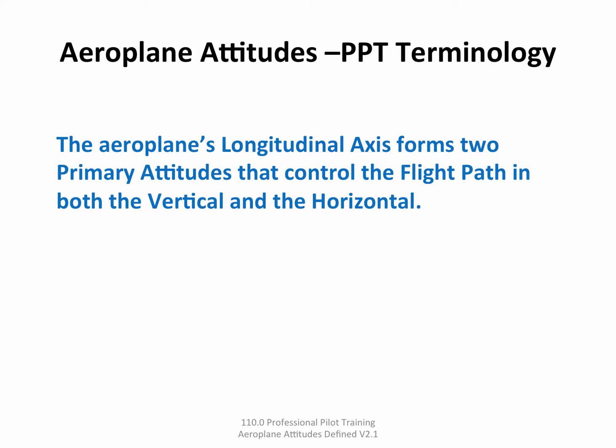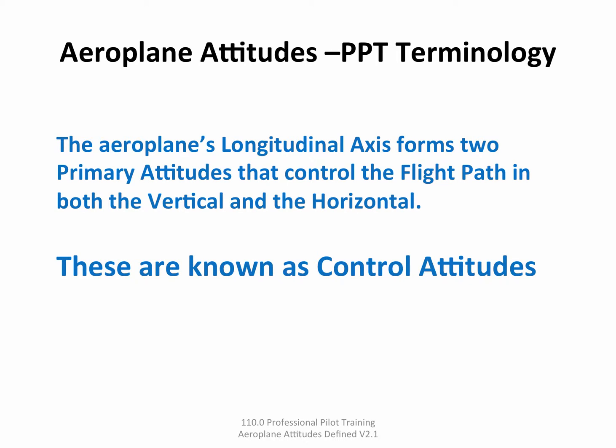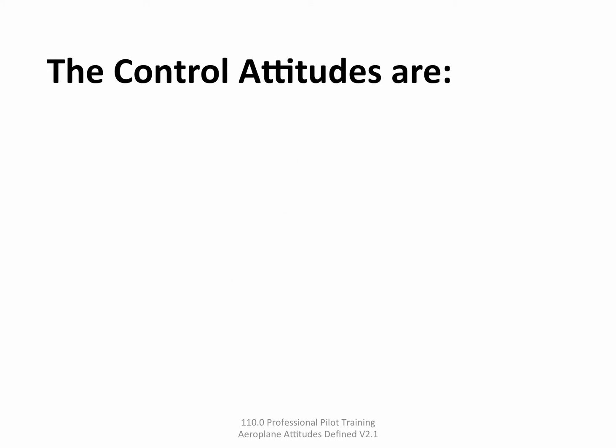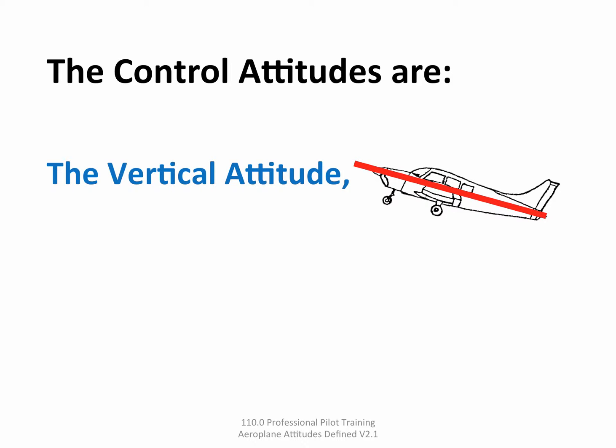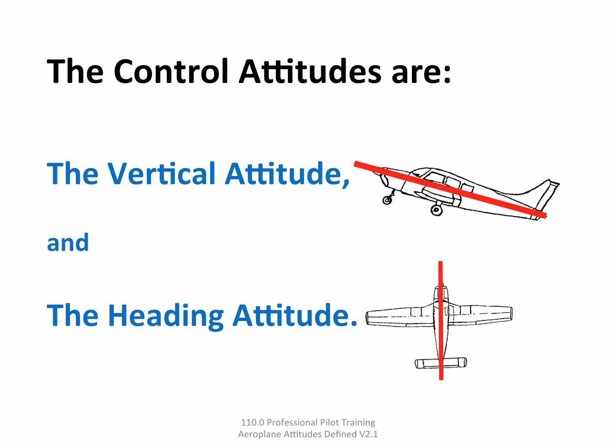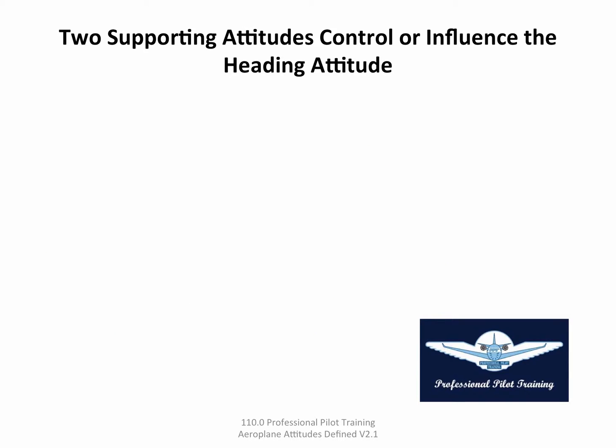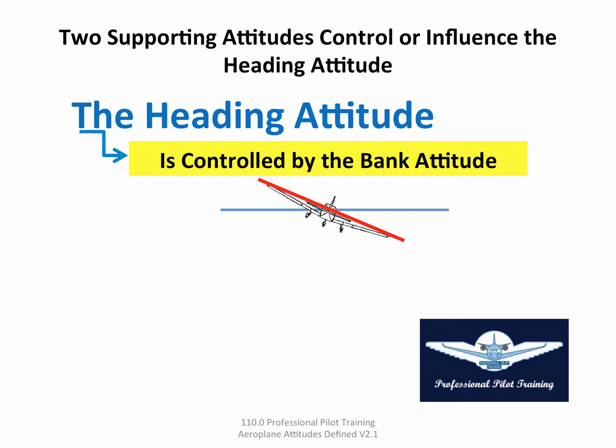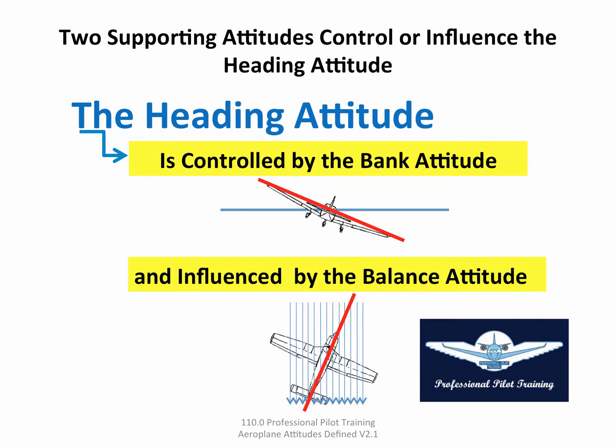The aeroplane's longitudinal axis forms two primary attitudes that control the flight path in both the vertical and the horizontal. These are known as control attitudes. The control attitudes are the vertical attitude and the heading attitude. Two supporting attitudes control or influence the heading attitude. The heading attitude is controlled by the bank attitude and influenced by the balance attitude.